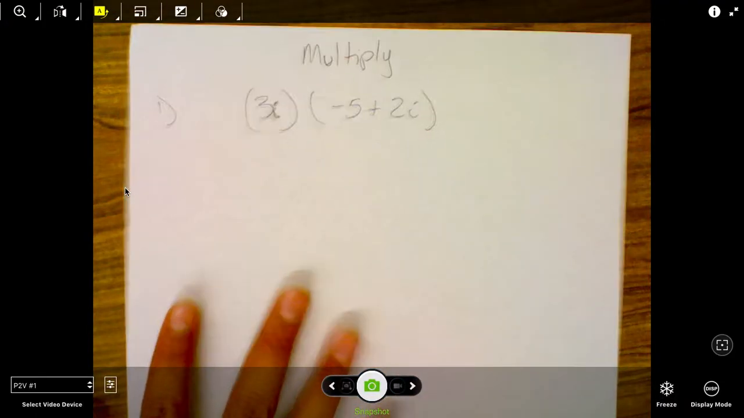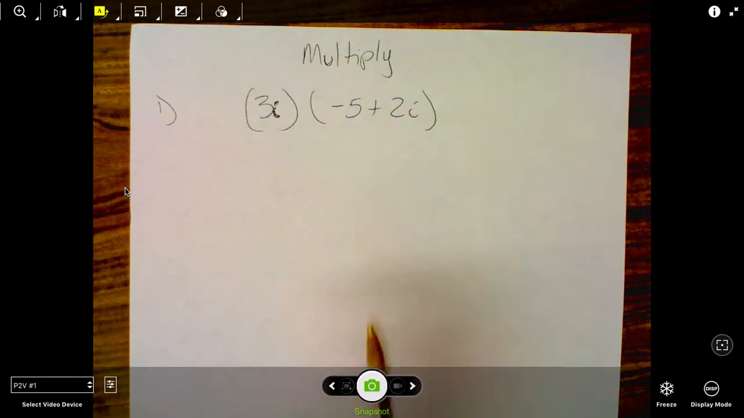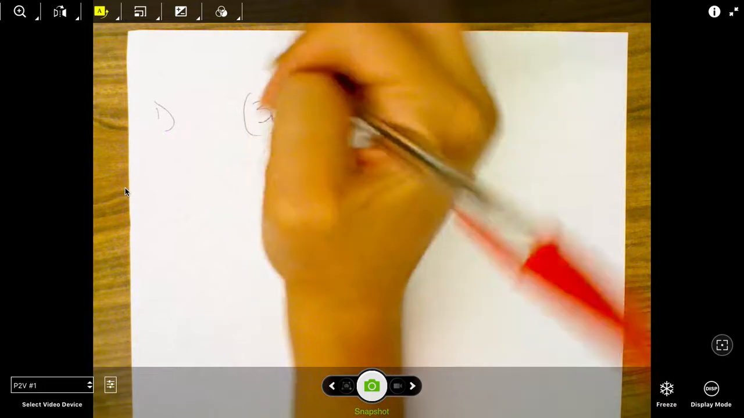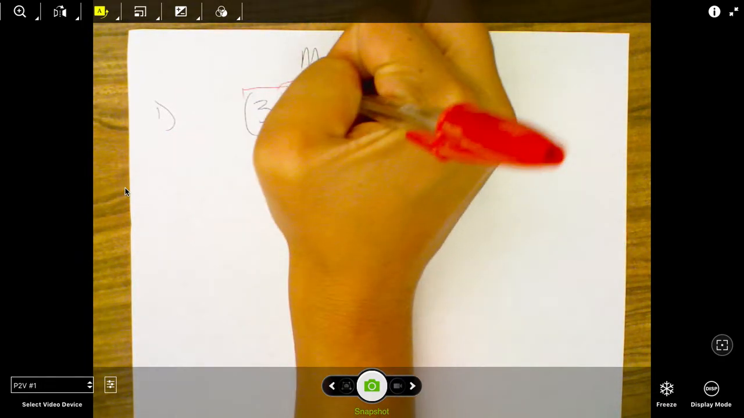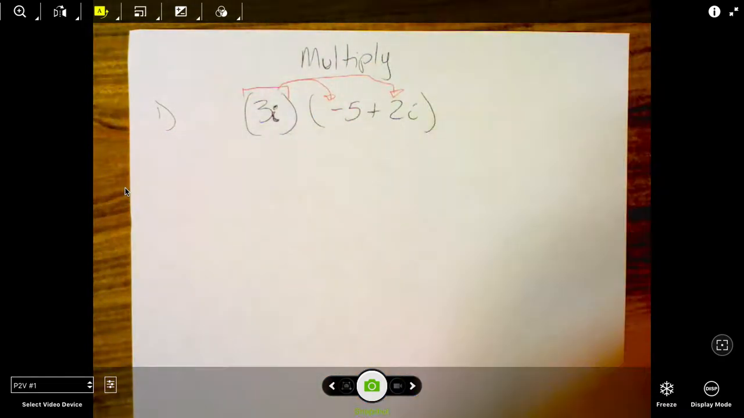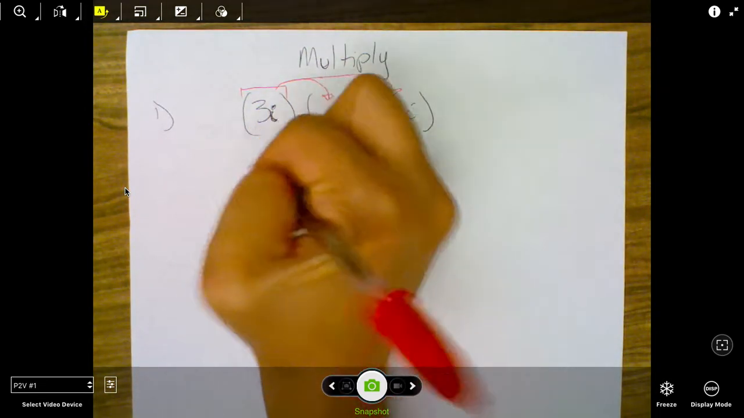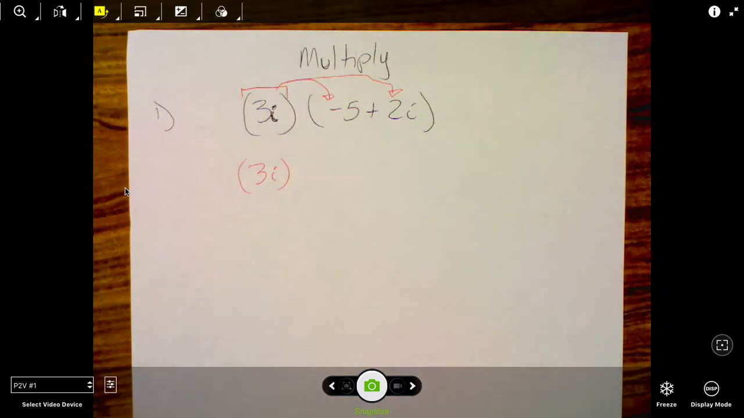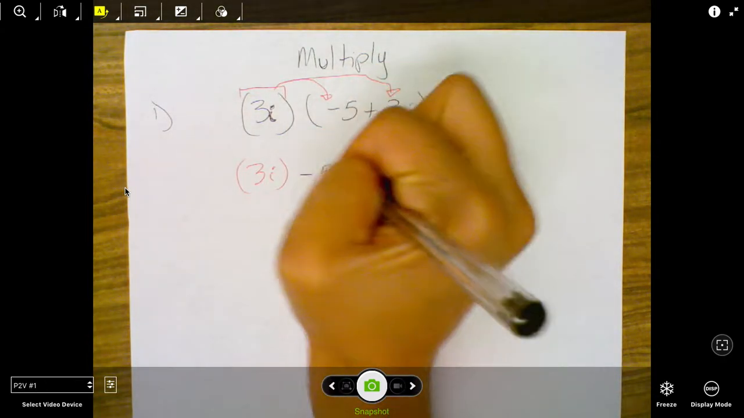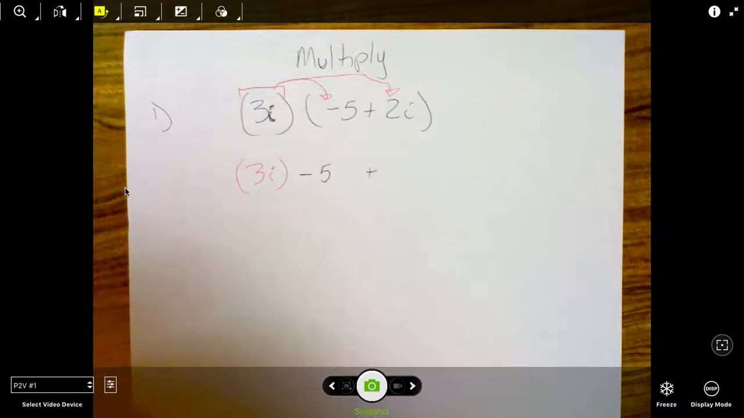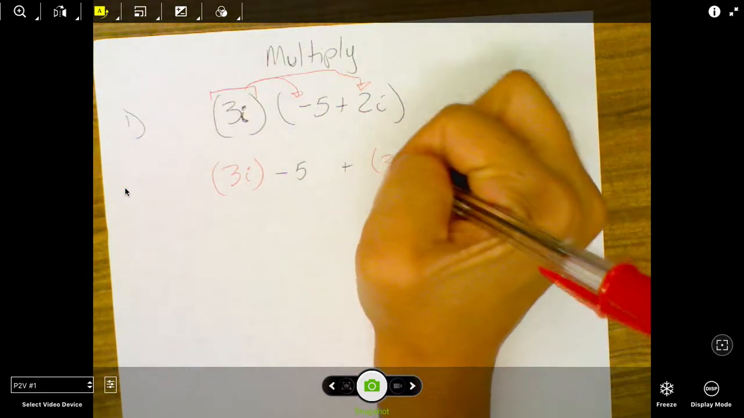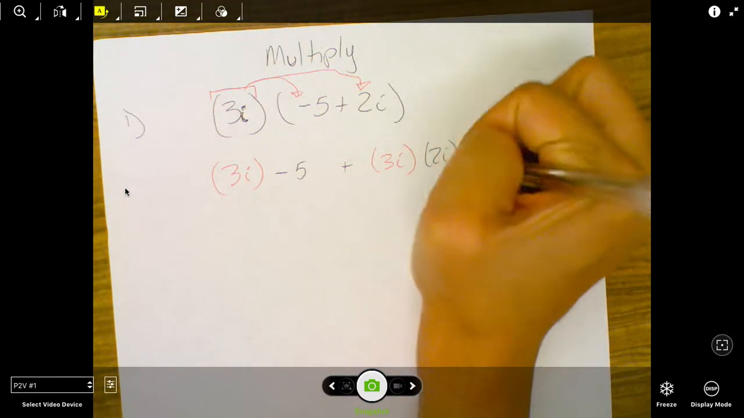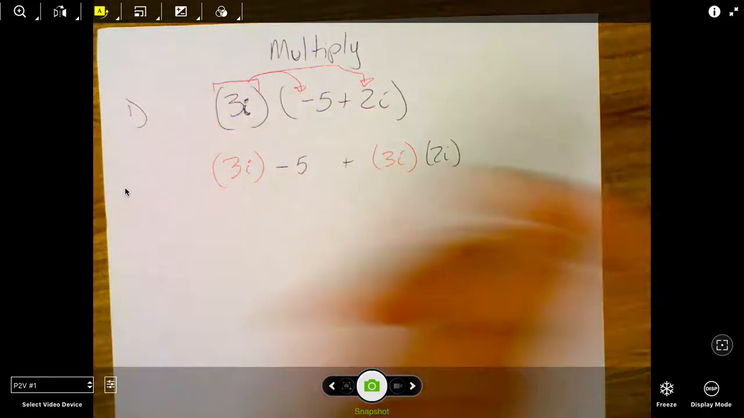So here's our example. We are going to multiply this term with this binomial here. The first thing you want to do is distribute the 3i to both terms. So you're going to have 3i times -5 plus 3i times +2i. This is one way to write it, or you can just straight do it.